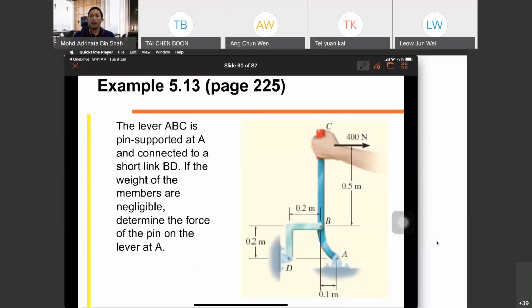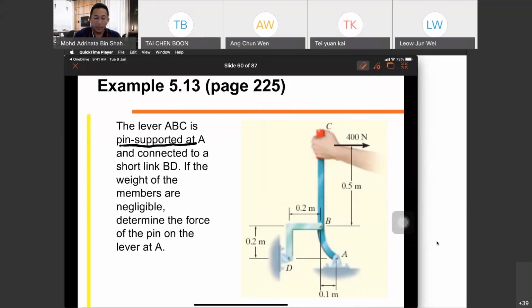Example. Look at the example. It will get more difficult. The lever ABC is pin supported. The keyword is pin supported. At A, and connected to short link BD. So we have short link BD.